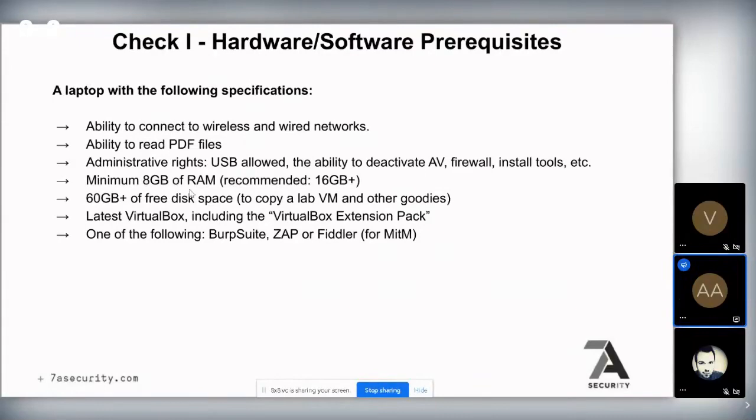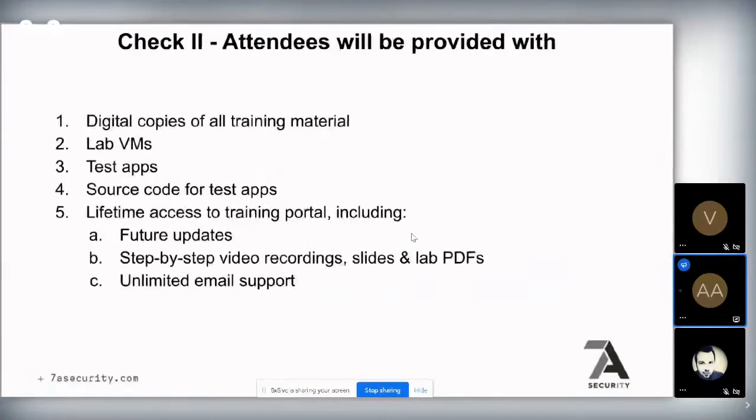8 gigabytes of RAM should be plenty, and 60 gigabytes of free disk space. For the mobile course, we recommend VirtualBox because we use Genymotion, and Genymotion uses VirtualBox under the hood, so VirtualBox is going to be better for this course. We will use Burp during the class, but ZAP and Fiddler can also do the job if you are more comfortable with that.